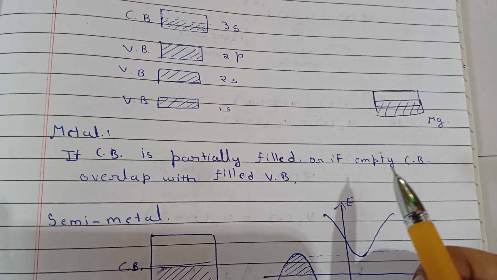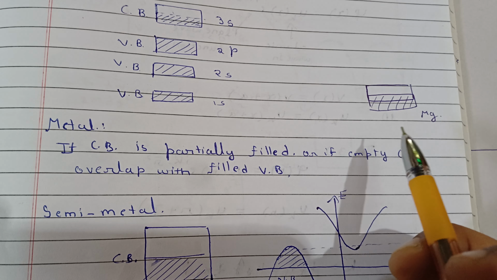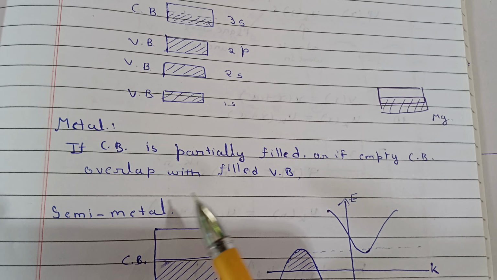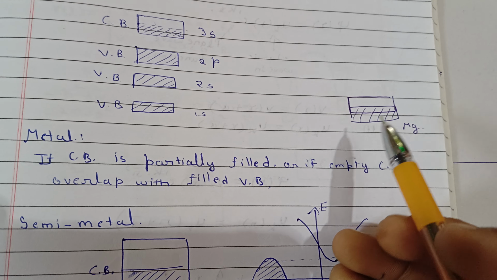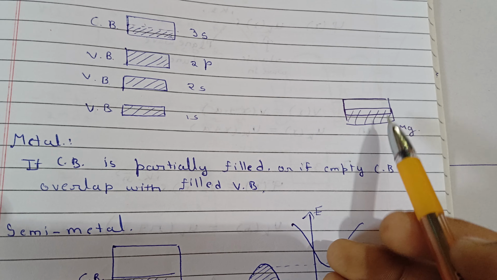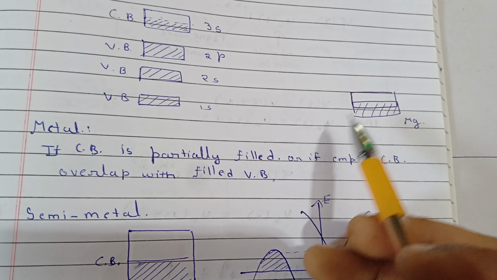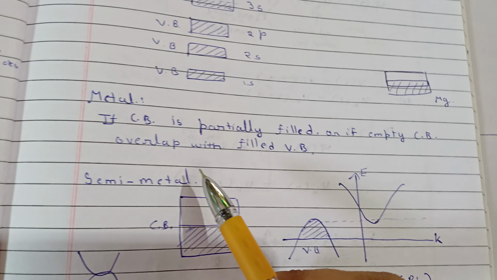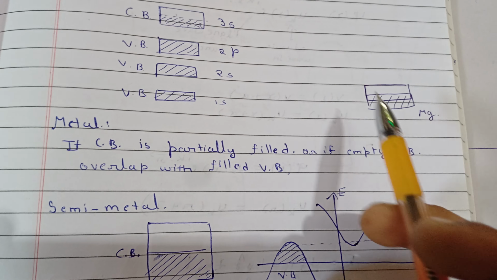And when they are empty, then they will completely overlap with the valence band, just like in the case of magnesium. So the valence band is overlapping with the conduction band. That's how the electrons will flow inside a metal. So you know this condition.